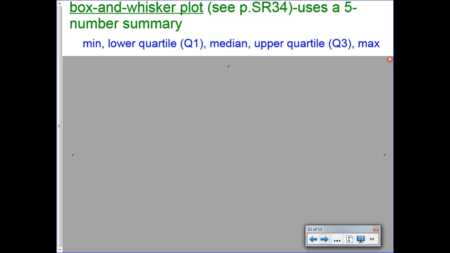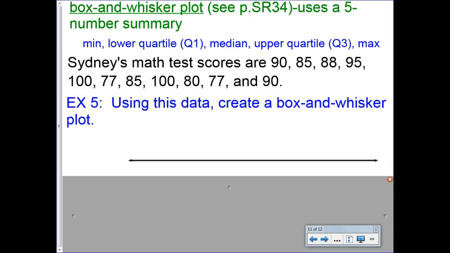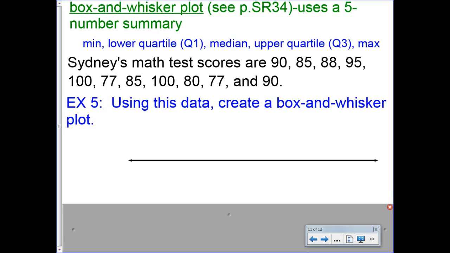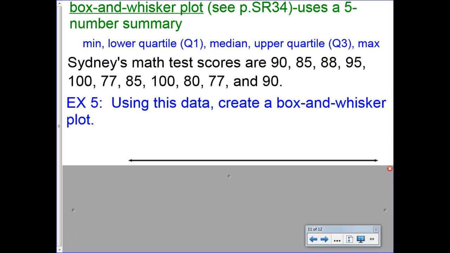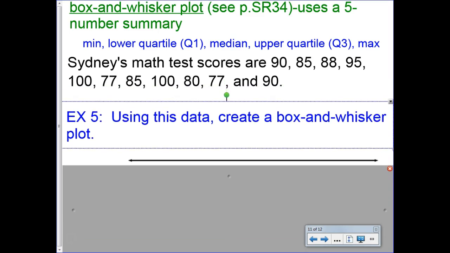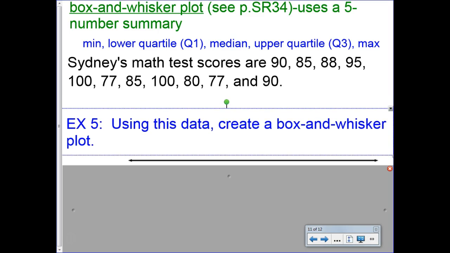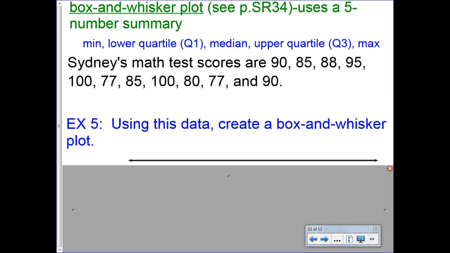Okay, box and whisker plot. So this uses a 5-number summary. The minimum, the lower quartile, the median, the upper quartile, and the max. And the lower quartile and the upper quartile we can abbreviate as Q1 and Q3. So again, we're using these test scores. And I'm going to put these in order so that I can find that minimum point that I need.